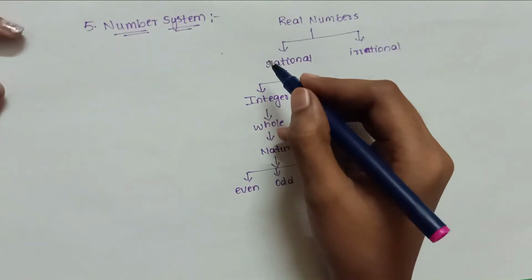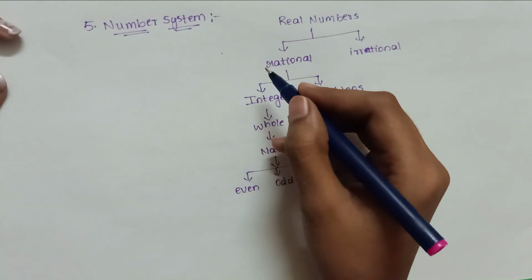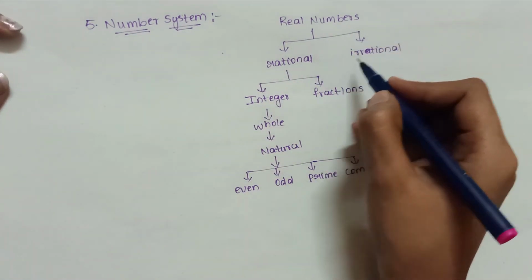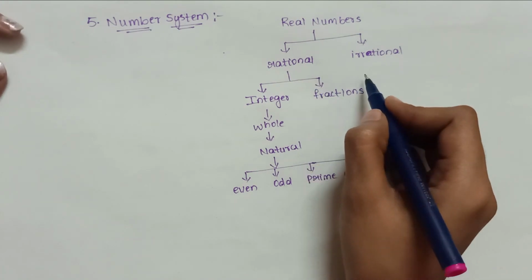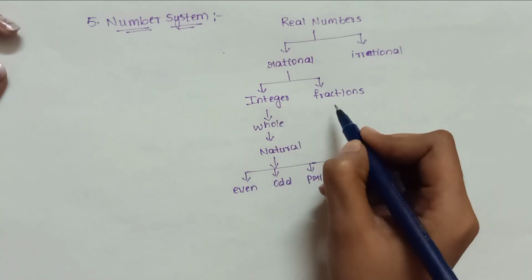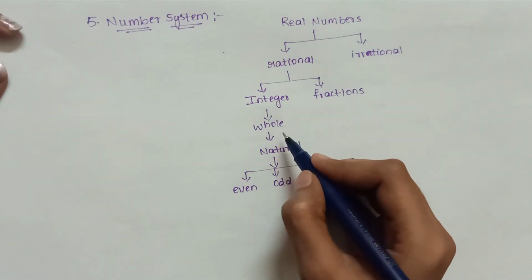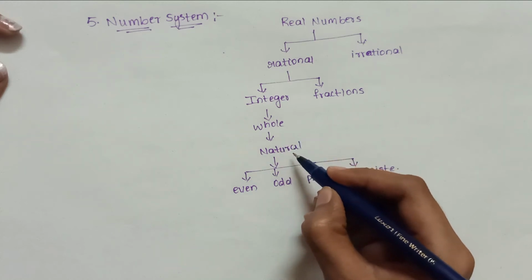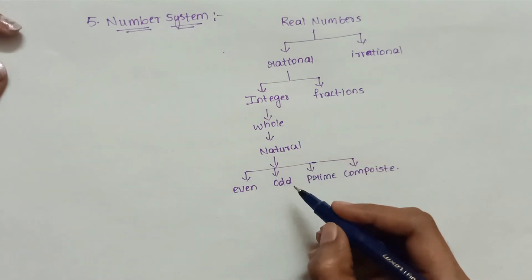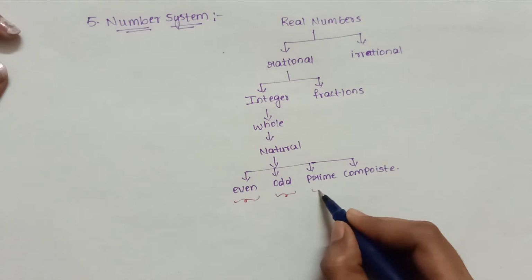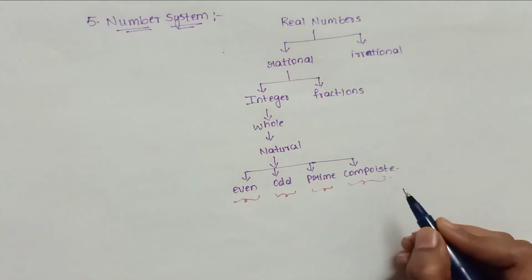Now fifth topic, number system. Number system consists of some important formulae. Real numbers are divided into two types, rational numbers and irrational numbers. Rational numbers are also divided into two types, integers and fractions. An integer is divided into one type, whole numbers, and whole numbers are divided into natural numbers, and natural numbers are divided into four types: even numbers, odd numbers, prime numbers, and composite numbers.